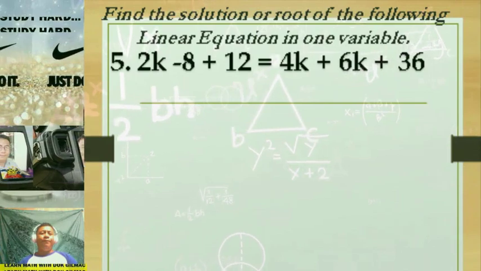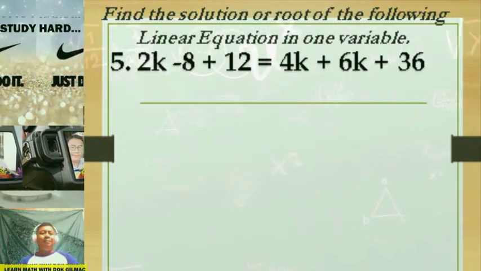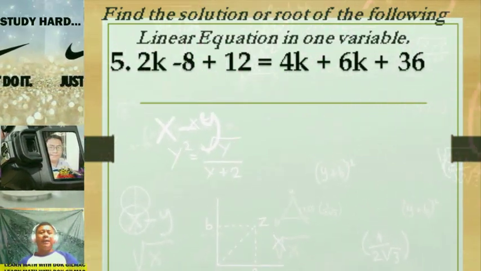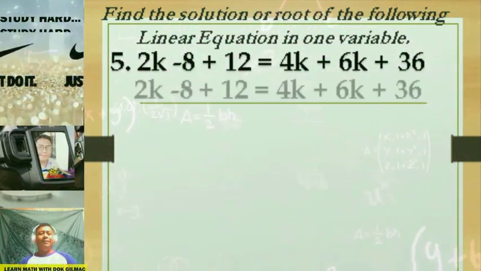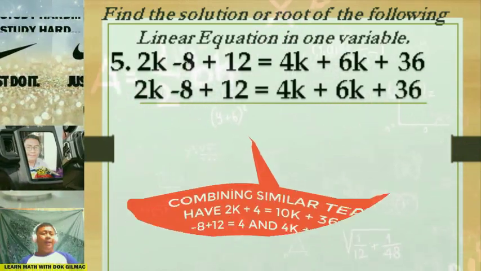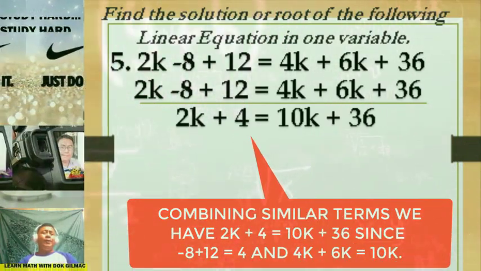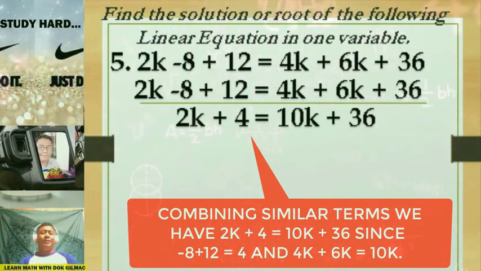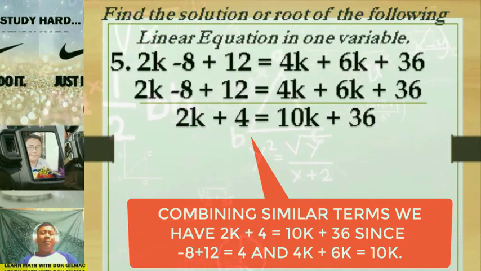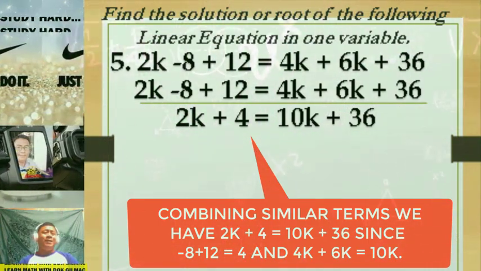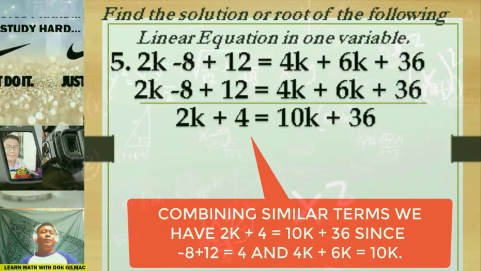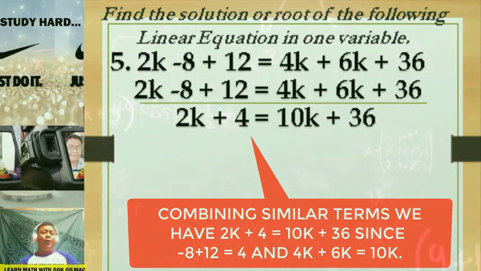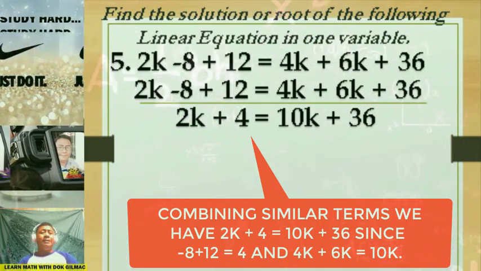Consider number 5. 2k minus 8 plus 12 is equal to 4k plus 6k plus 36. Applying simplification, wherein we can just combine similar terms. So we have 2k plus 4, since negative 8 plus 12 is positive 4, which is equal to 10k plus 36, since 4k plus 6k is equal to 10k.